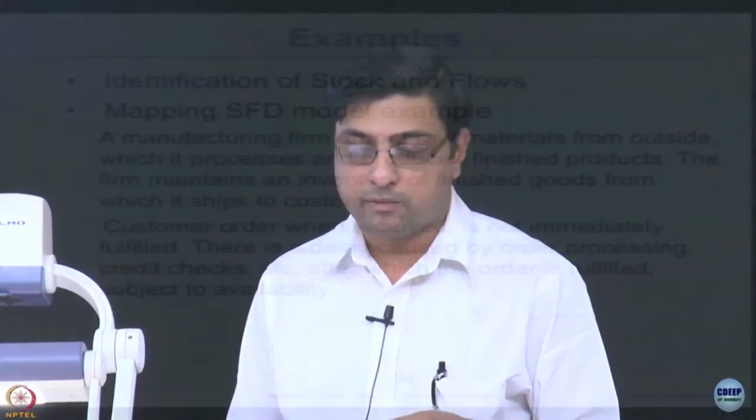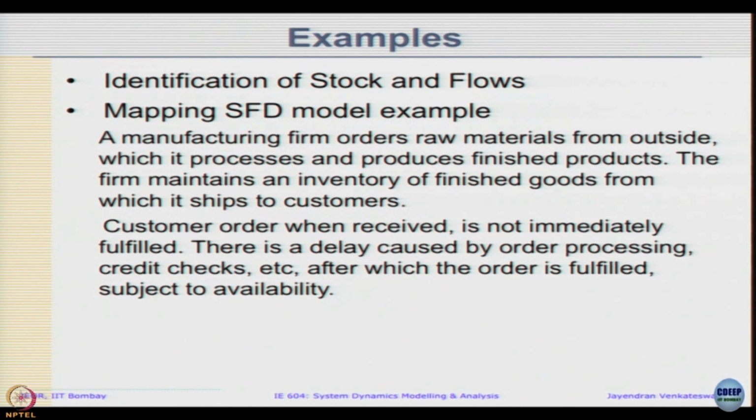A manufacturing firm orders raw material from outside, which it processes and produces finished products. The firm maintains inventory of finished goods from which it ships to customers. A customer order when received is not immediately fulfilled. There is a delay caused by order processing, credit checks, etc., after which the order is fulfilled, subject to availability. So this is the very brief description.